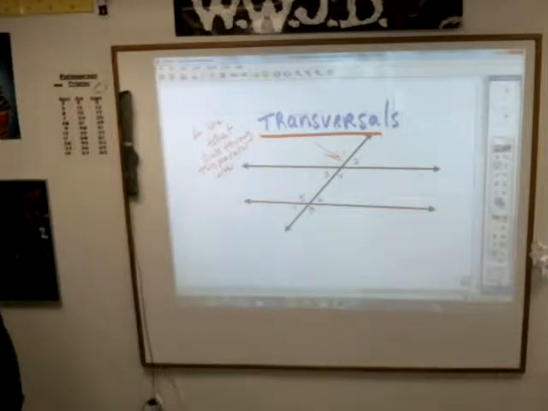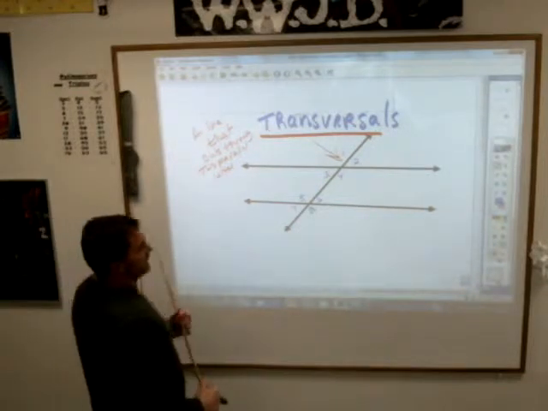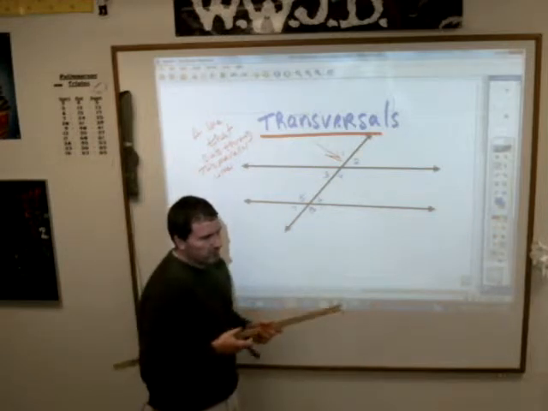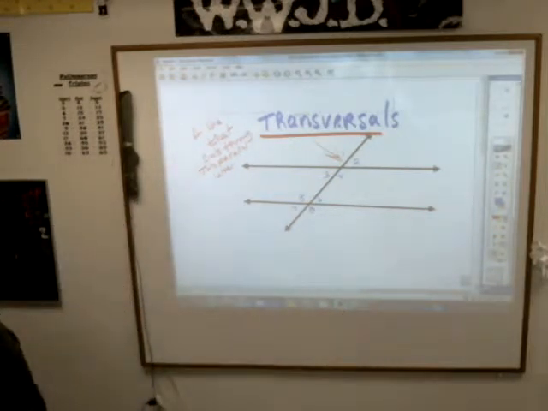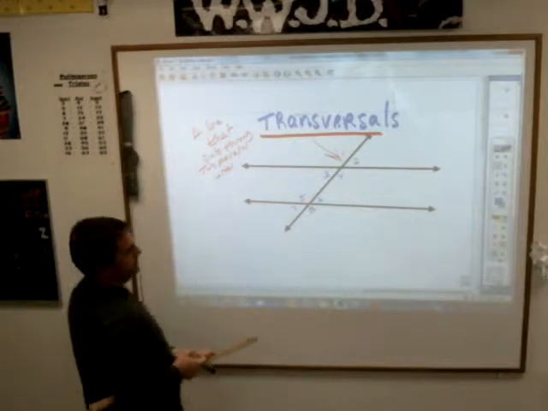As a matter of fact, in math, when you get to geometry, you will hear more times than you want to hear: if two parallel lines are cut by a transversal. Say that after me. If two parallel lines are cut by a transversal. Because you'll say that in high school a lot of times. There's a whole lot of truths and things that they say about this.